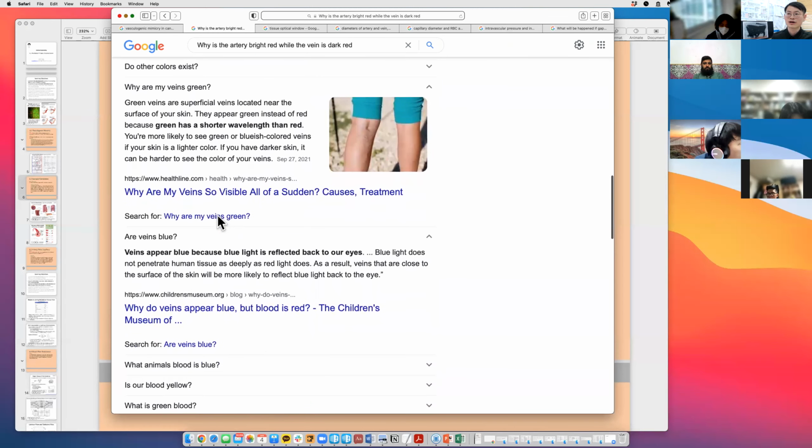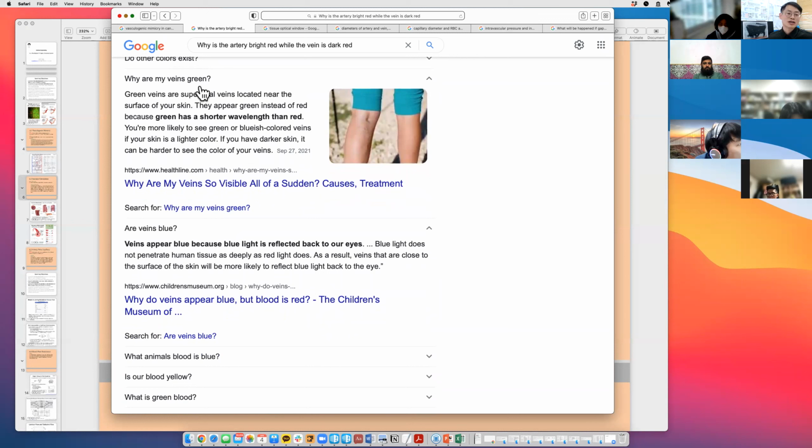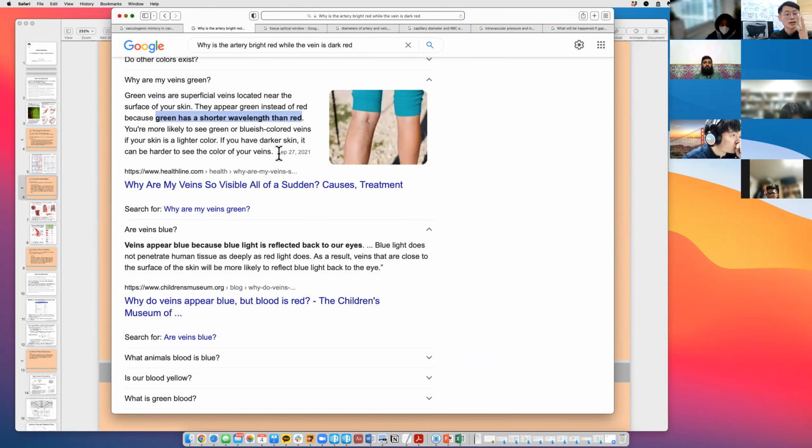The other thing is there are some theories here on why veins are green. As Youngmin said, green veins are superficial veins, near the surface of the skin. They appear green instead of red because green has a shorter wavelength than red. We know that green is a shorter wavelength, and shorter wavelength has more scattering in tissue compared to red. So red gets deeper inside compared to green, but it doesn't really show why the blood vessel differs from other skin scattering. So that's why it's still not that satisfactory.